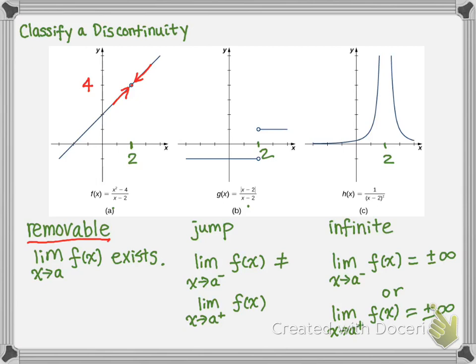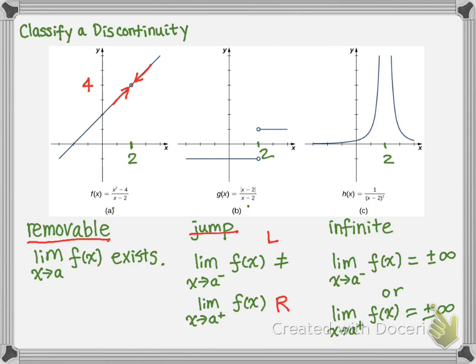The second type is the jump discontinuity. What it means is the left side limit exists and the right side limit exists and they're both finite numbers. So the left side limit could equal L, the right side limit could equal R, but L does not equal R. So this is a jump discontinuity.